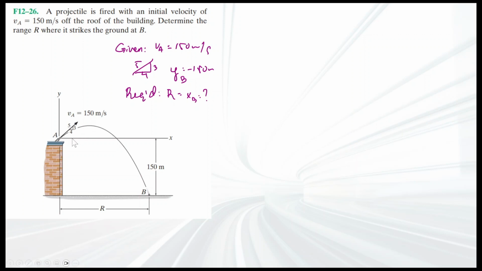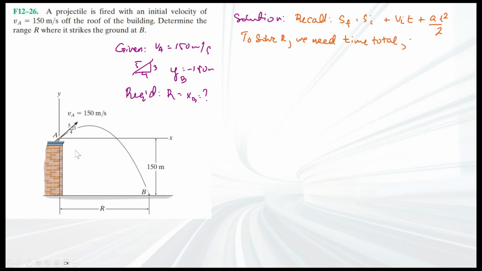Okay, what else do we know? We know that we need the total time traveled here. And we have some velocities here. So we can make use of our equation SF equals SI plus VIT plus AT squared. Now we need to solve R. We need to find the total time traveled, TAB. So in this case, we're going to be able to solve that before we solve first the range.